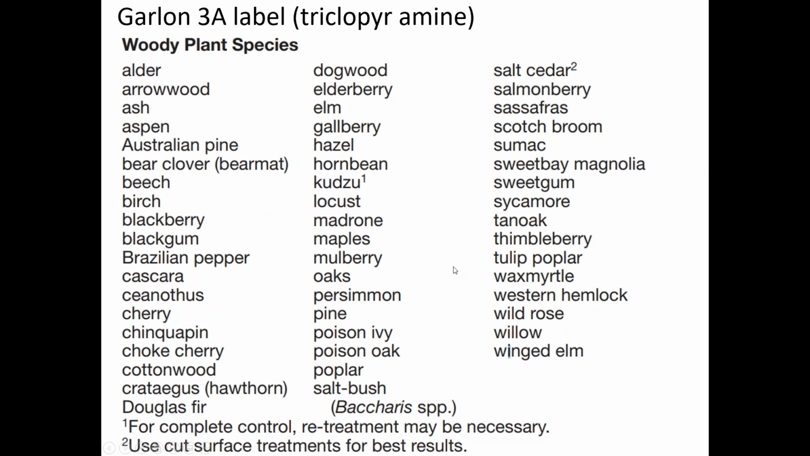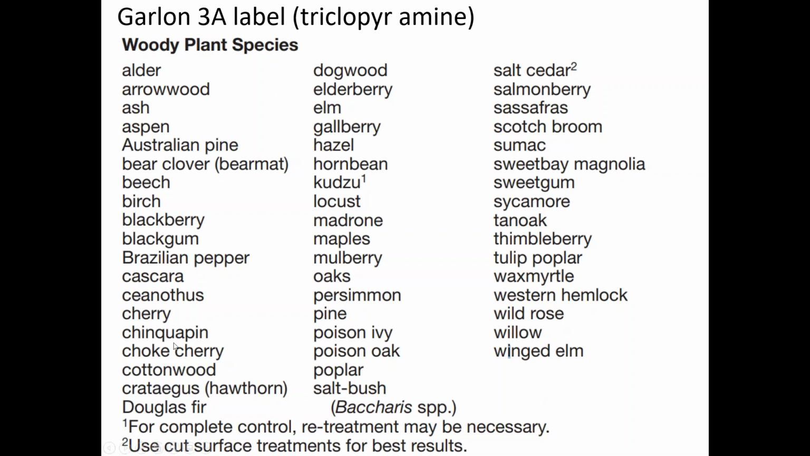Interestingly enough, Dow never put a whole lot of invasive plants on this label. What you can see here is a whole lot of native plants that were indicative of the development of Garlon 3A or Triclopyr amine for the forestry market and for rights-of-way, the non-crop type market. And this was really developed largely before we even began to think about invasive plants for the most part. So they just never really put a whole lot of invasives on the label.